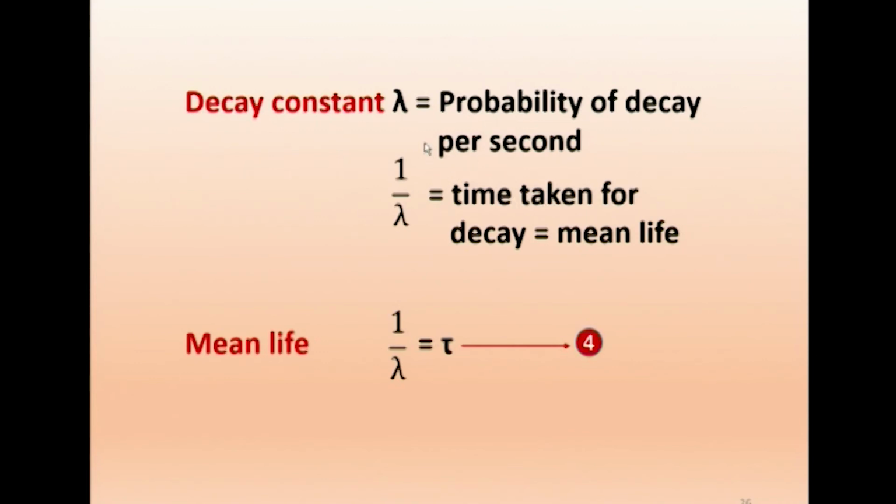So what will be the inverse of that? That will be the time taken for decay. Lambda is probability of decay per second, so 1 by lambda will be the time taken for decay. That we call mean life, the mean life of the nucleus. So the mean life we can write: 1 by lambda is equal to tau. So that is the mean life expression.